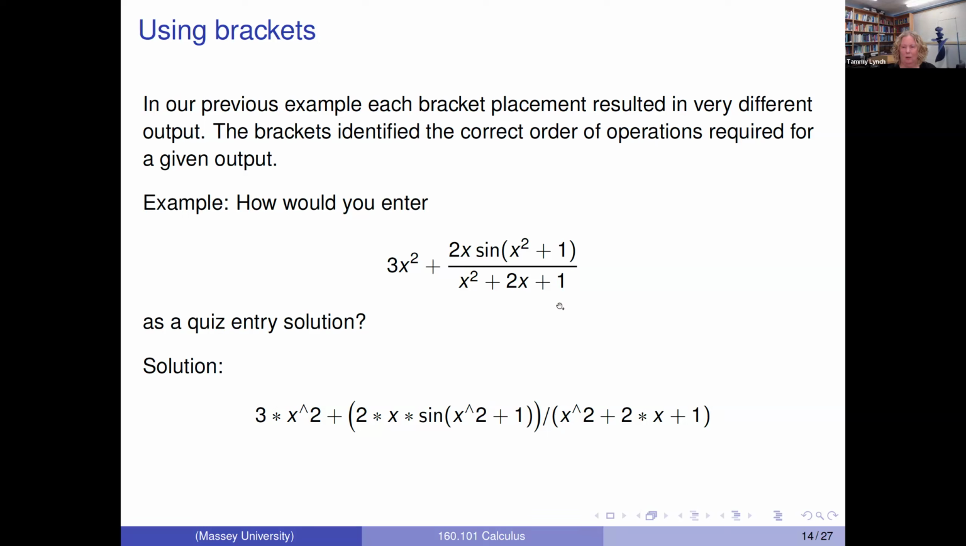That's divided by the denominator. So everything in the denominator needs to be in brackets. And we've got x raised to the power 2 plus 2 times x. So we need to tell the computer we're multiplying by using our asterisk, plus 1.